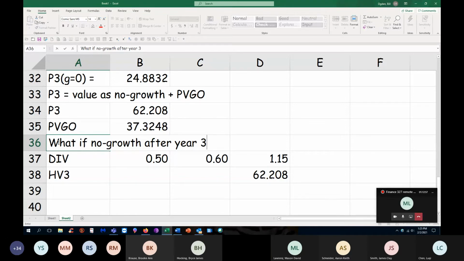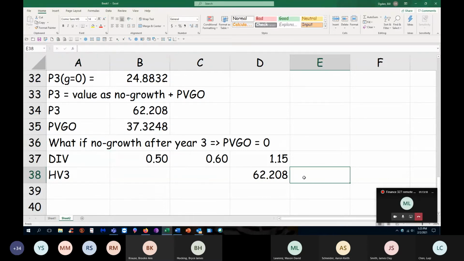Well, what happens? That means that you can make an assumption here, not particularly bold one, that PVGO, so if you're not growing, what's the present value of your growth opportunities? I would say it's 0. Now you remember this? This has 2 parts, doesn't it?